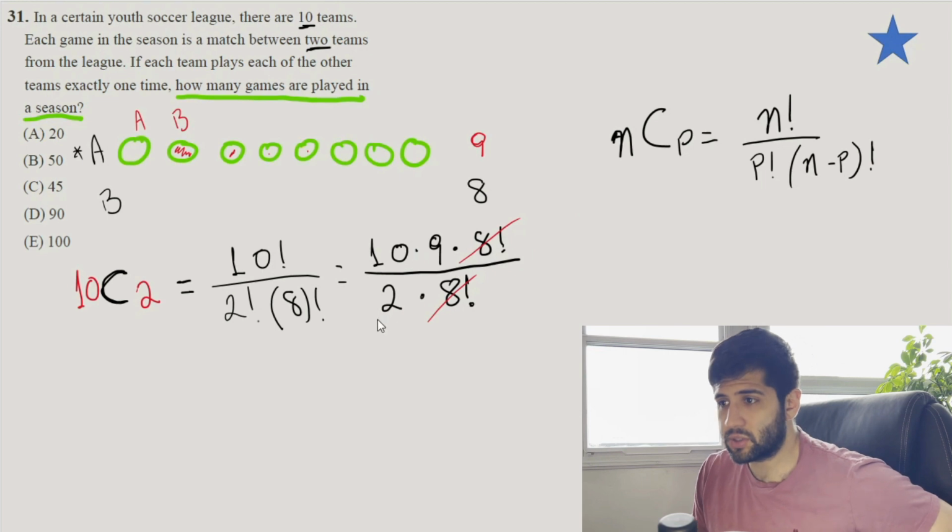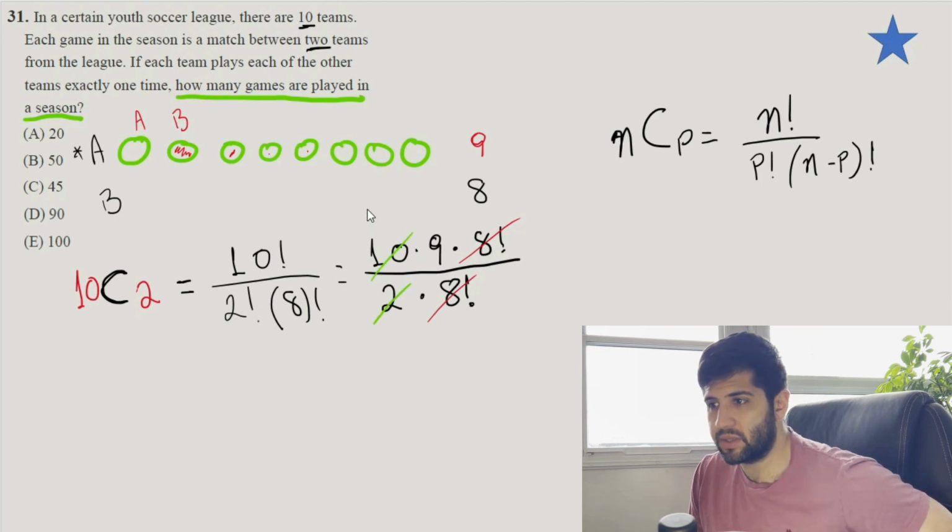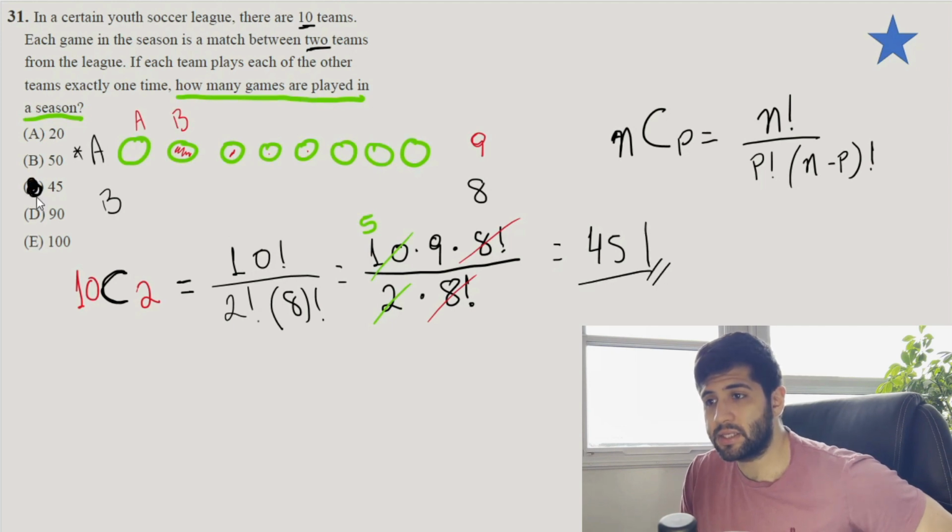Here I can also simplify. This 2 cancels with the 10, which becomes 5, and then 5 times 9 equals 45. That's the number of games that will be played in this season, answer C.